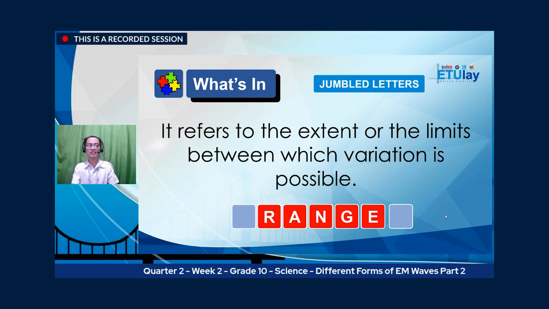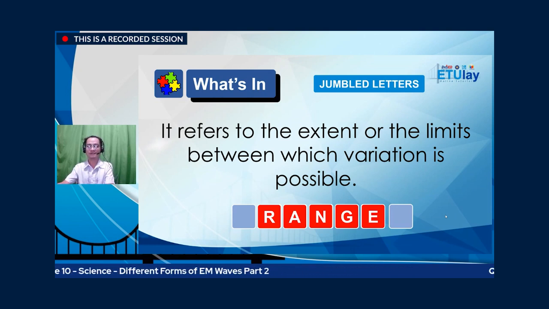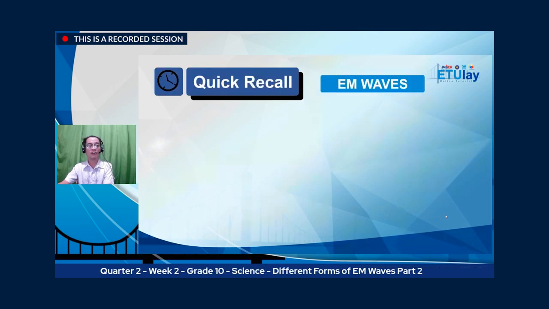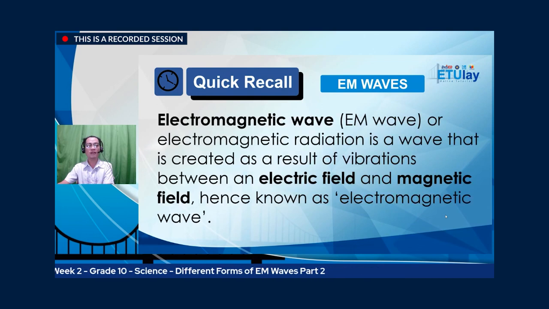Congratulations, Science 10 learners! Nasagutan mo lahat ng mga items para sa What I Know and What's In. Ngayon, Science 10 learners, balikan natin ang mga science concept na ating napag-aralan noong week 1 last week. Quick recall, electromagnetic wave or EM wave or electromagnetic radiation is a wave that is created as a result of vibrations between an electric field and magnetic field, hence known as electromagnetic wave. Tandaan na may dalawang salita tayong nabanggit, ang electric field and magnetic field.